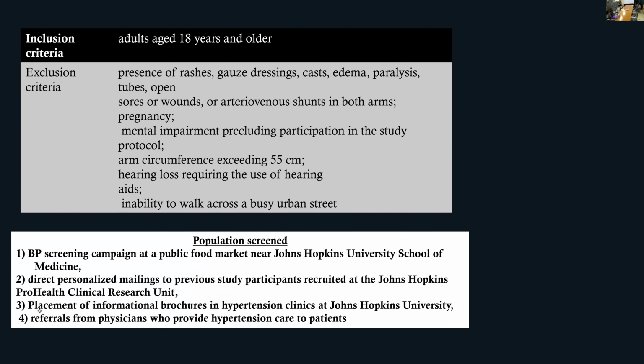How did they get the patients? The population was screened from the public food market near the Johns Hopkins University School of Medicine. So these were both patients who were diagnosed and undiagnosed hypertensive. Direct mailing to previous participants who had requested in some other study. Placement of information brochures in hypertension clinics, and referrals from doctors who provide hypertensive care to patients.